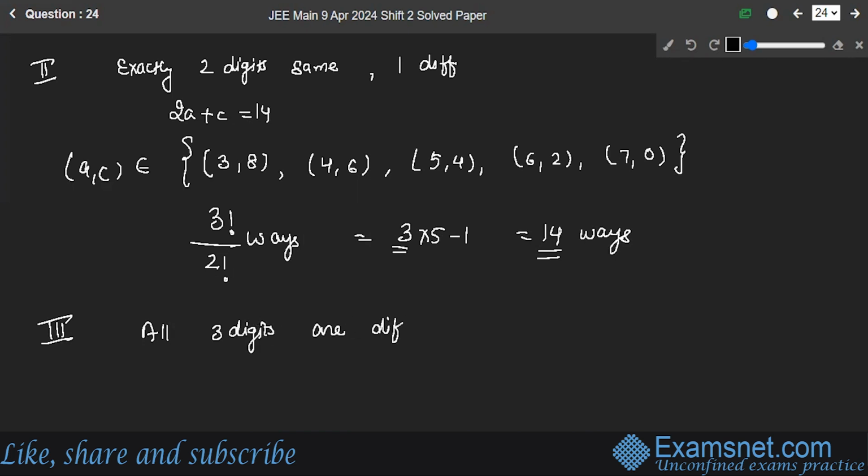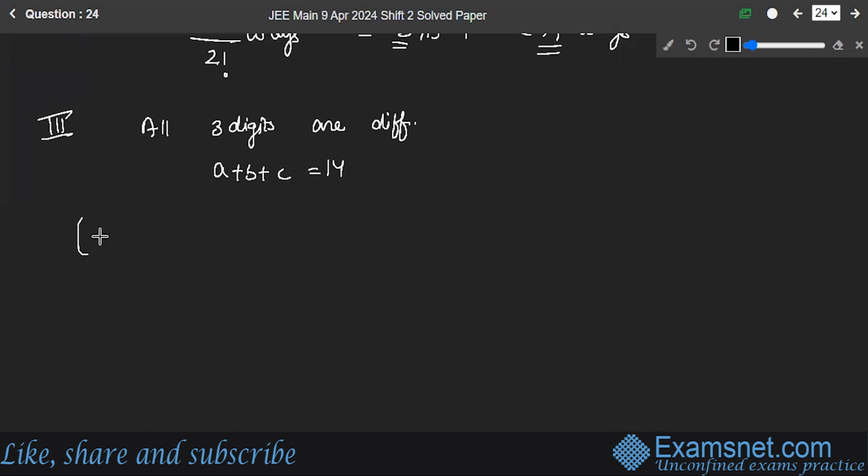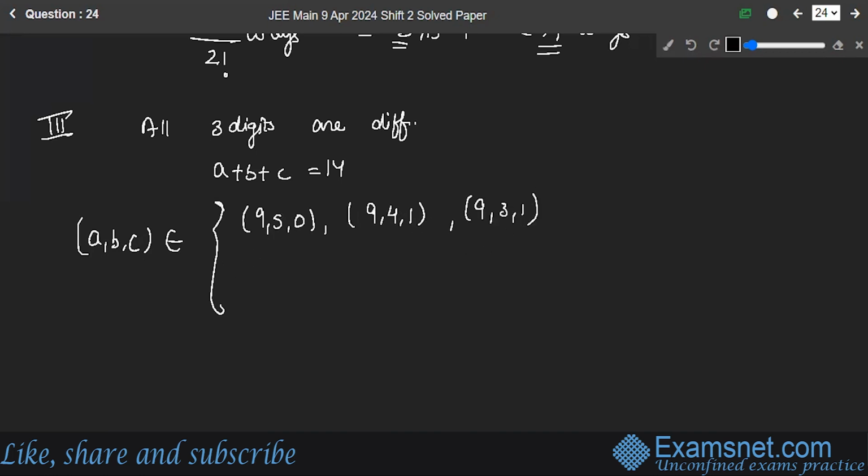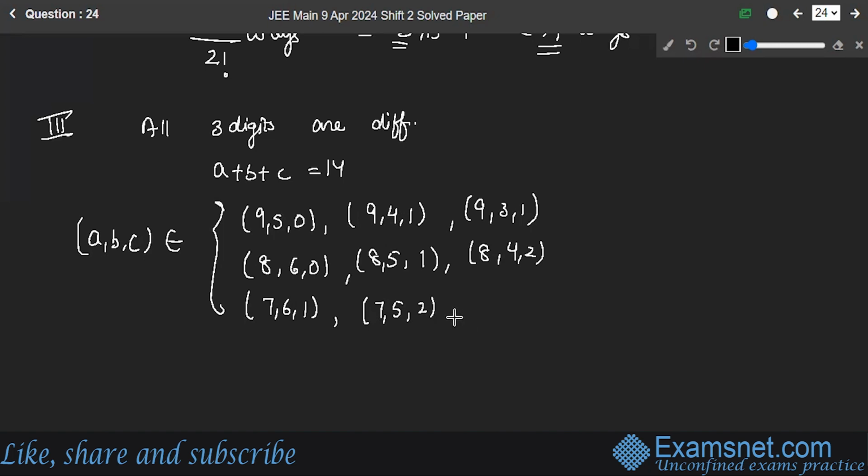digits are different. So that means you have all the 3 different, a plus b plus c is equal to 14. So a, b, and c can be like 950, 941, 931, 860, 851, 842, 761, 752, 743, and 653. Right.